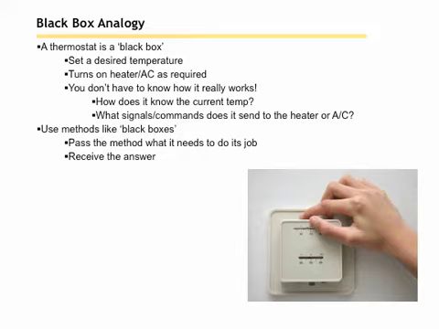So we use methods like black boxes. We pass the information the method needs to do its job. In the case of the thermostat, we set the temperature, and then we receive the answer, in the case of the thermostat, whatever the temperature is.